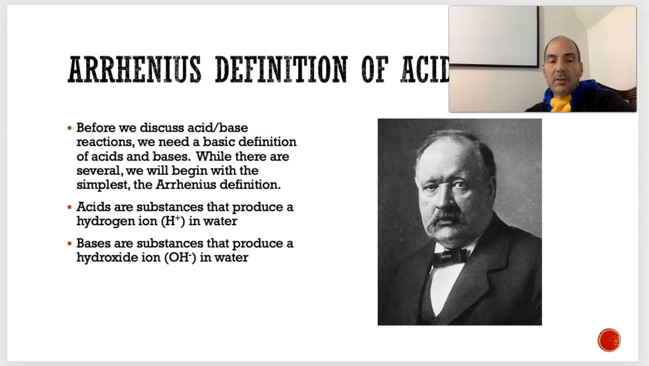So Arrhenius is known for indicating that acids are substances that produce a hydrogen ion in water. Bases are substances that produce a hydroxide ion in water. So we tend to think of it just in terms of H and OH. Well, obviously, we put H and OH together, we get water. So the fact that it has to be in water is tied into the whole idea of hydrogen and hydroxide making water.